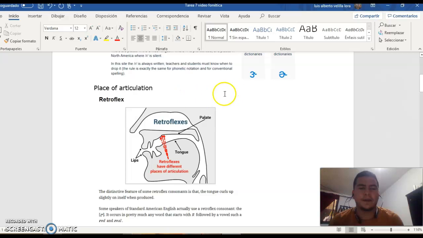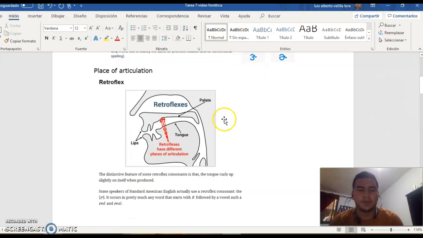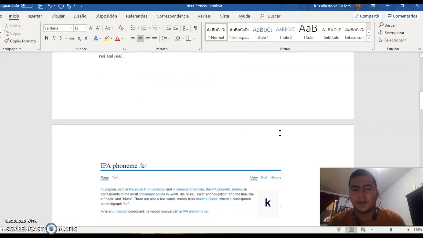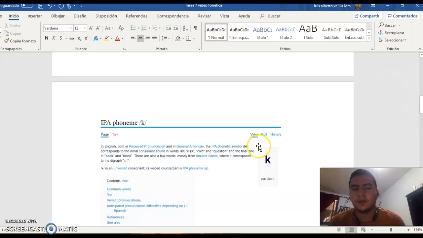The symbol IPA R is found in the place of articulation retroflex. The distinct feature of some retroflex consonants is that the tongue curls back slightly on itself when produced. Some speakers of standard American English actually use a retroflex consonant. The R is correct in pretty much any word that starts with R followed by a vowel, such as red and real.